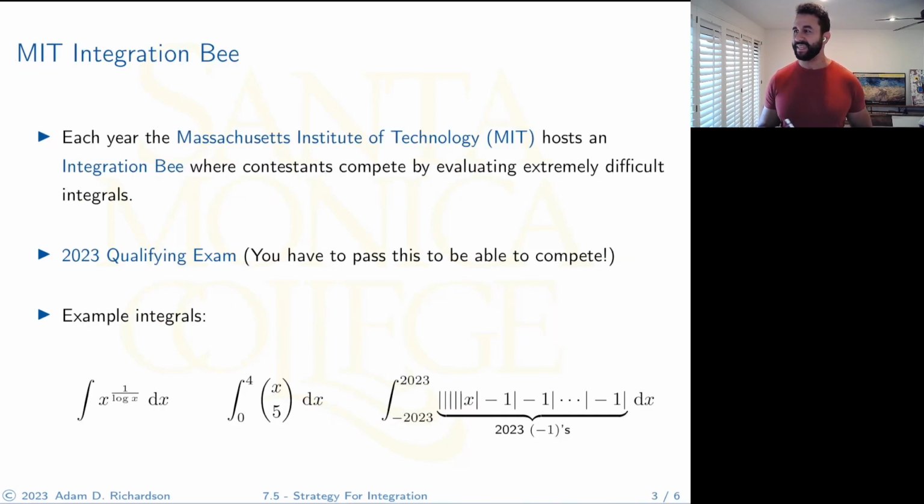So the MIT Integration Bee. Each year, the Massachusetts Institute of Technology, MIT, hosts an Integration Bee where contestants compete by evaluating extremely difficult integrals. It's kind of like a spelling bee, but in this bee, contestants are given really difficult integrals and they have to try to evaluate them as quickly as they can. And the integrals can be really, really difficult and really, really tricky to do.